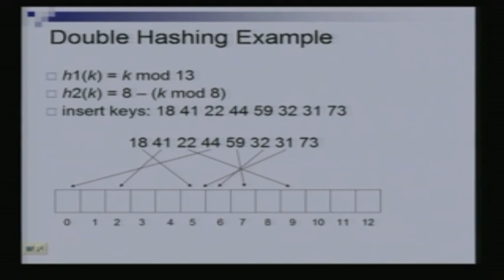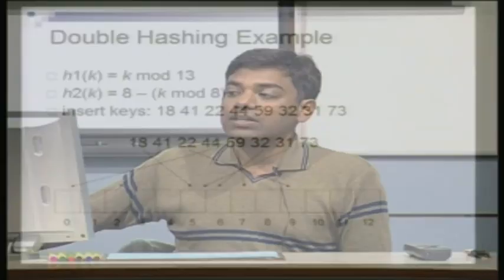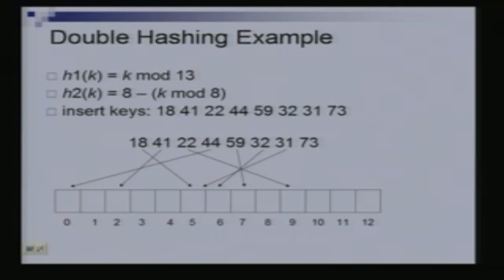Now that's occupied. So I compute h2 of 31. h2 of 31 is 31 mod 8 is 7. So 8 minus 7 is 1. So 31 will now go to, we'll check 6. 6 is also occupied. So we'll have to go to 7. 7 is also occupied. We'll go to 8. And this is not occupied, so 31 goes to 8.